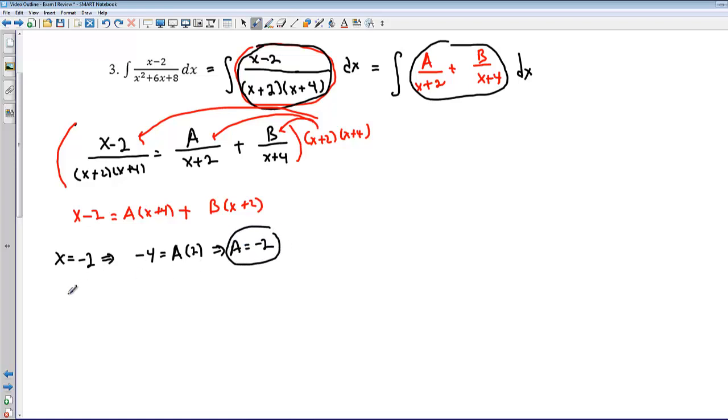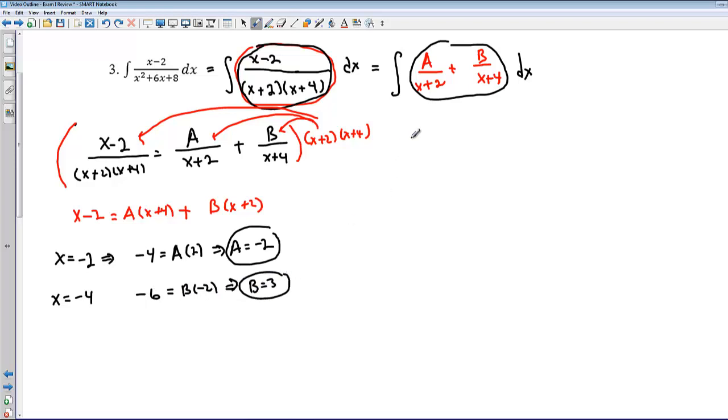And to find my b value, I'm going to do exactly the same thing, but instead of plugging in negative 2, which made that 0, I'm going to plug in negative 4, which will make that equal to 0. So plug in negative 4. So negative 4 minus 2 is a negative 6. This term is going to go away because I'm plugging in negative 4 for x. And then over here, I'm going to get b times negative 2. And so this is going to imply, when you divide out by negative 2, that b is equal to 3.